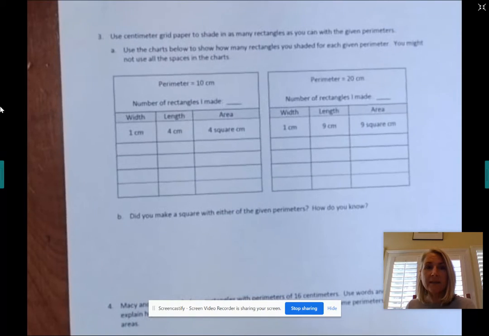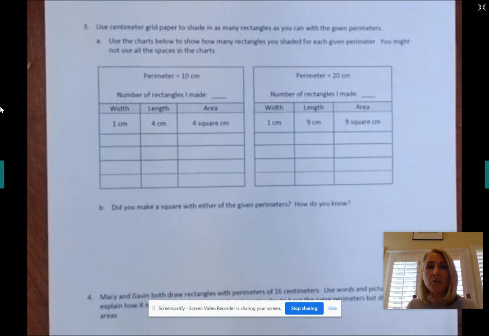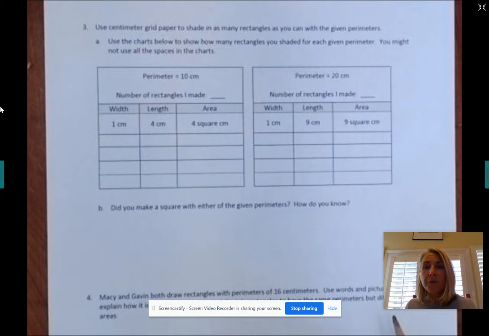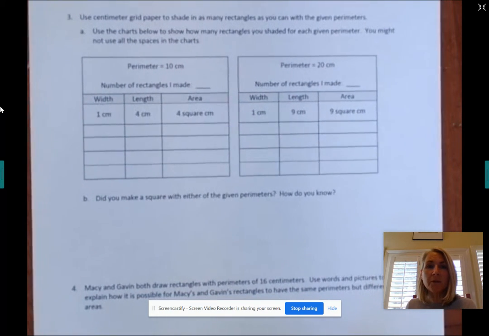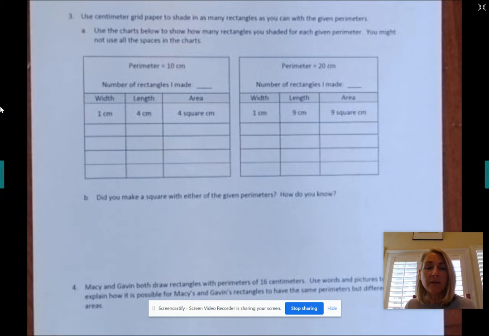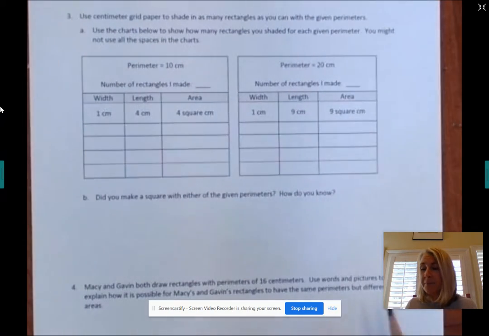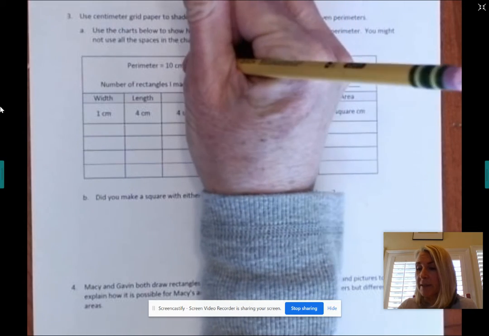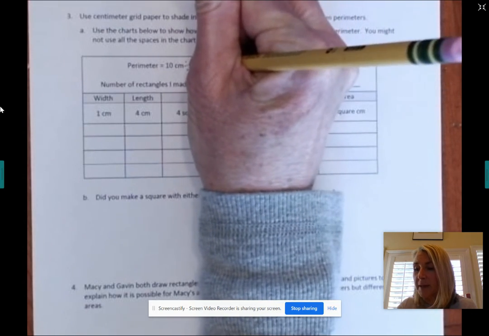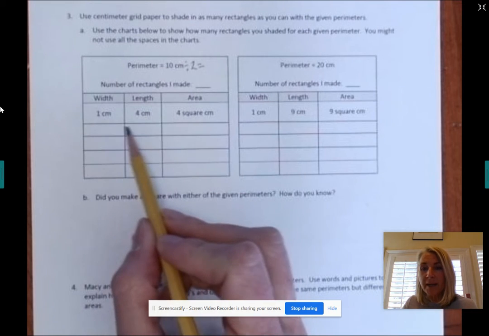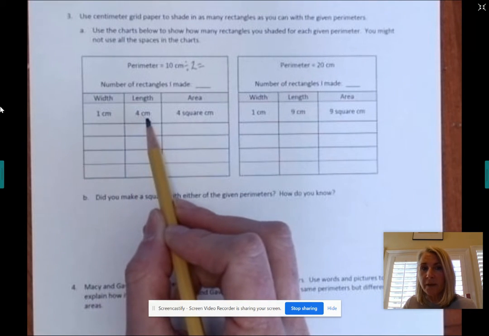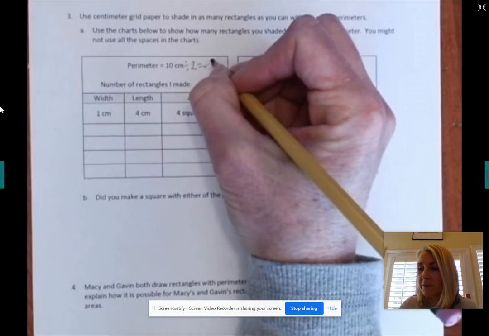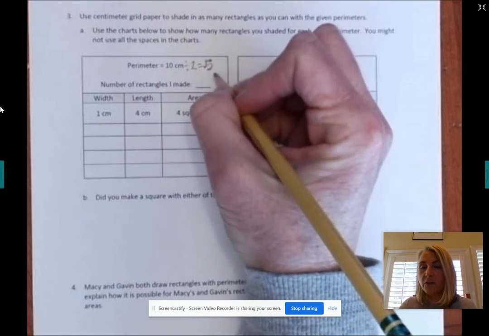Alrighty, on the back it says, use centimeter grid paper to shade in as many rectangles as you can with the given perimeters. Use the charts below to show how many rectangles. Okay, so we're basically doing the exact same work, but with different perimeters here. So let's see, we're working with 10, right? We're going to divide this by 2. And we can see they're already going that direction. 1 plus 4 equals 5, which is what we have discovered we are trying to find.